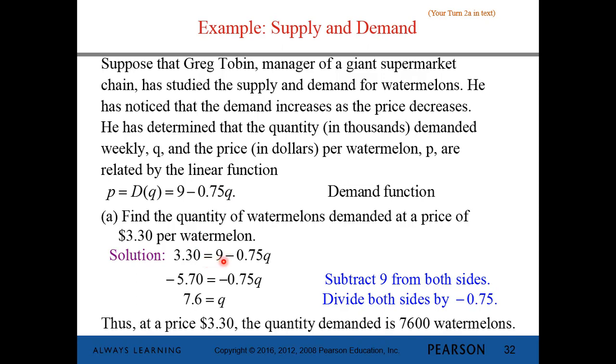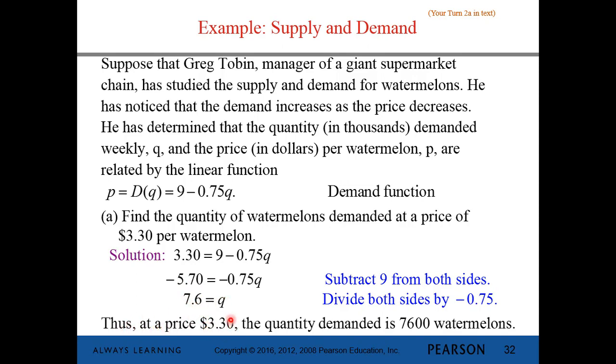And so now all we have to do is solve by subtracting 9 from both sides, and that gives us a negative $5.70. And then we've got this negative 0.75 that we're going to divide both sides by, and then we get 7.6 for Q. Okay, so now it says, thus, what is our conclusion?